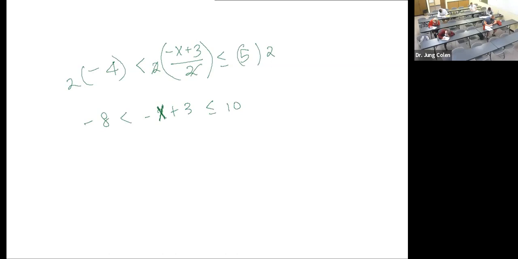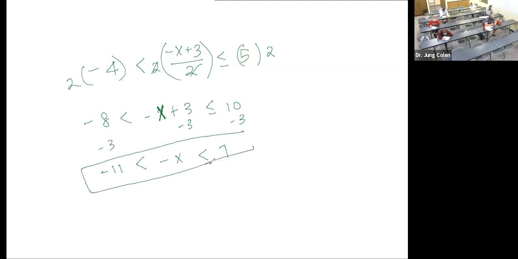Now what? Subtract 3 on both sides, on every side. Negative 11, we have negative x and 7, right? So from here, what do we do? I didn't solve for x, but I have negative x there. Exactly, exactly. Avery, what do we do?